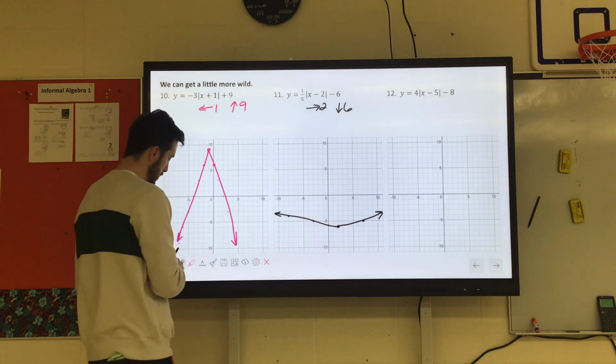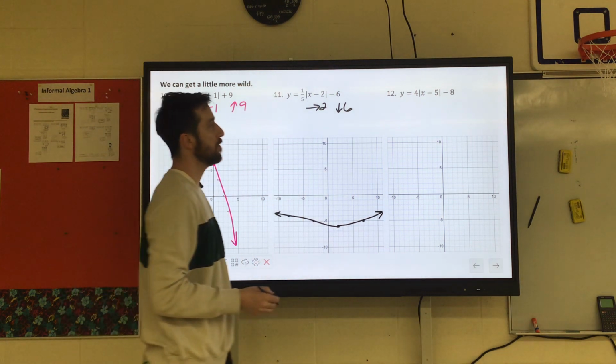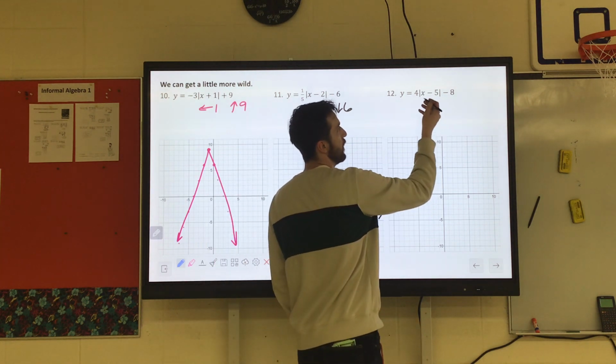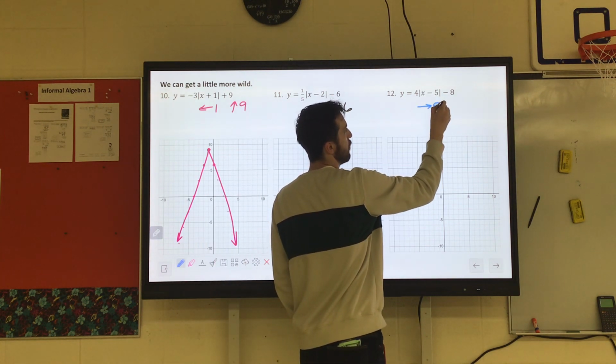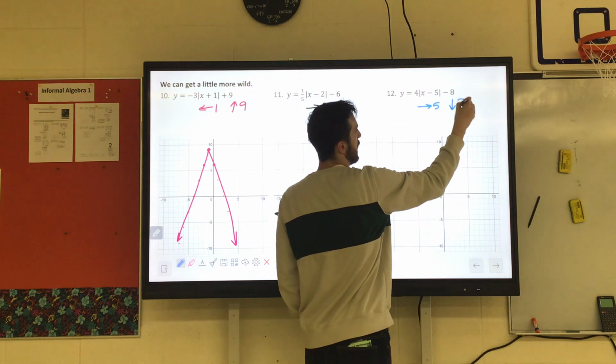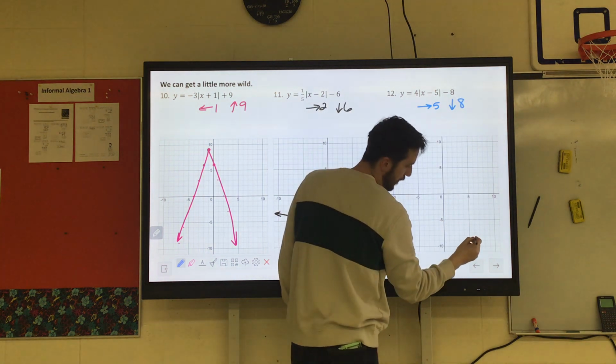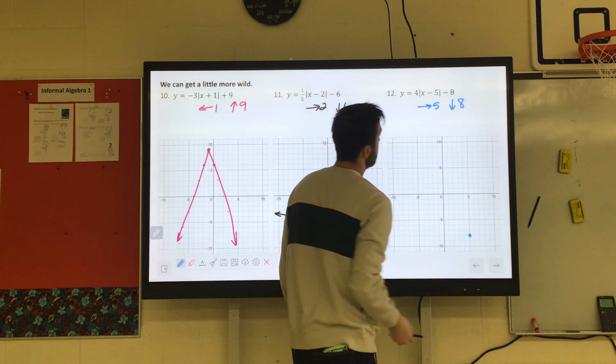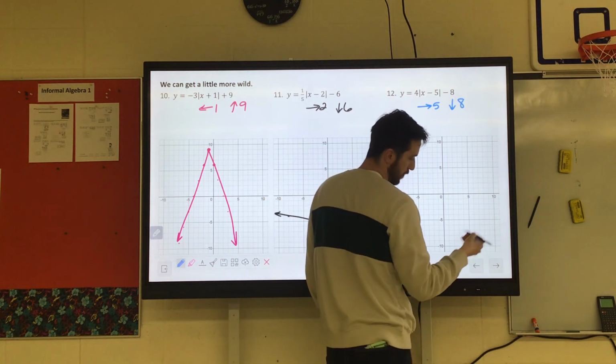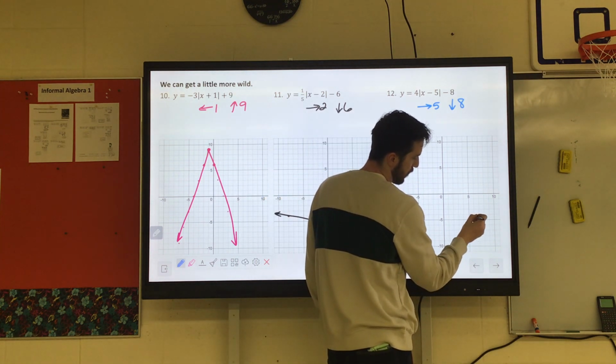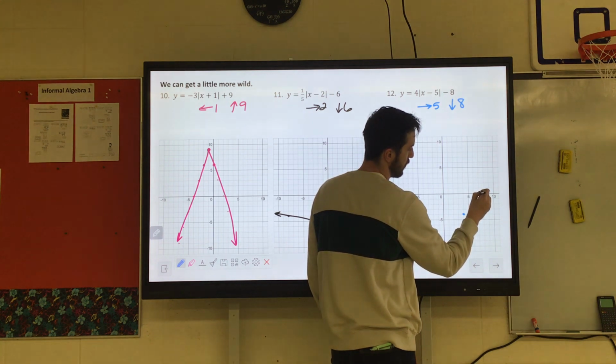Wow. Okay. All right, here we go. Number 12. X minus 5, right 5. -8 at the back, down 8. Go there first. Right 5, down 8. Our slope is 4, slopish thing. So it's up 4 over 1 in both directions. You could do that several times if you would like.